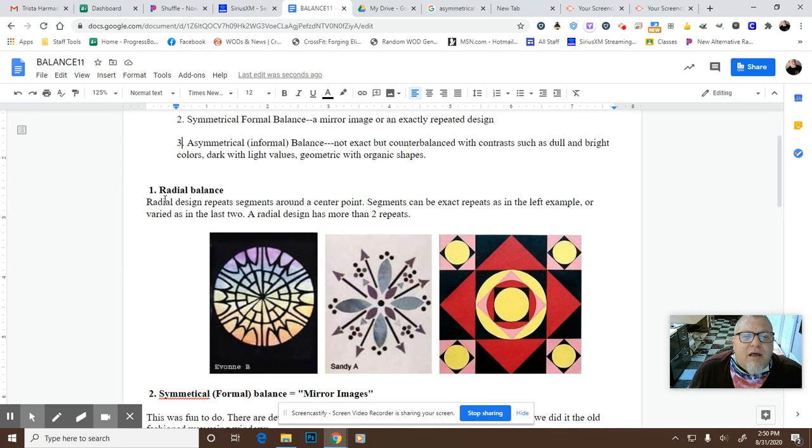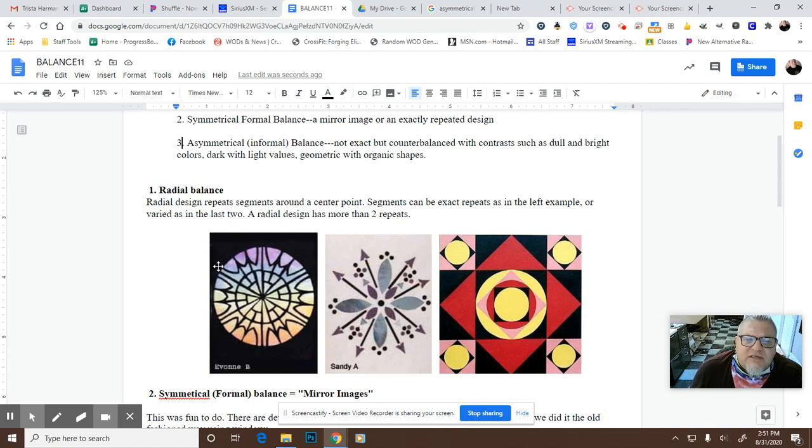Radial balance. Radial design repeats segments around a center point. Segments can be exact repeats, as in the left example. In these examples, a radial design has two repeats. What that means is, when you have a piece of artwork, there's an invisible line that goes through the vertical and the horizontal. Those are your lines of symmetry.